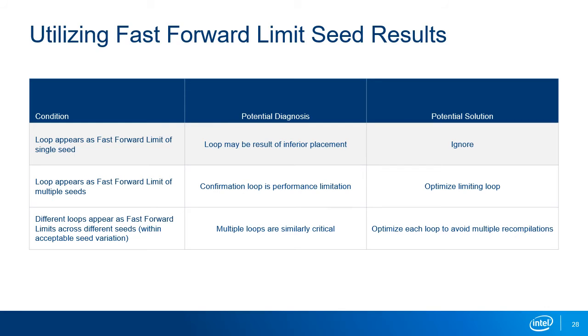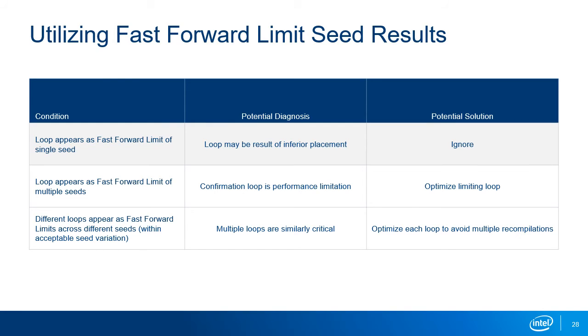Now let's say you have a loop that shows up as the fast-forward limit in multiple seeds. Well, then this would be a good indication that this loop is indeed critical and worth any time you spend optimizing it. Finally, let's say you have multiple loops that show up as the fast-forward limit in different seeds. For example, one loop may appear in 3 different seeds and the other in 2. This might indicate that you have multiple critical loops in your design.